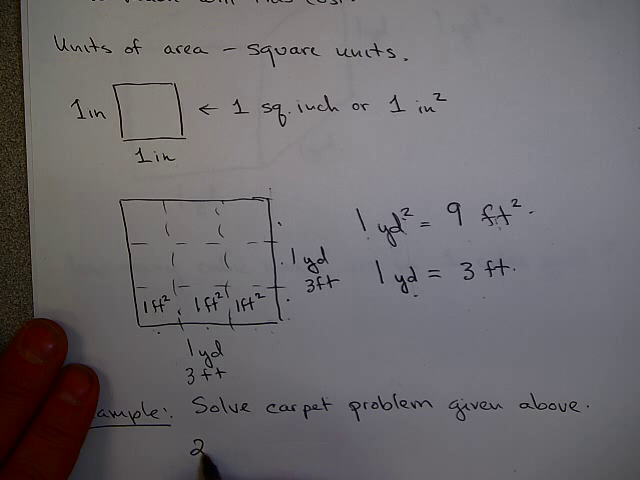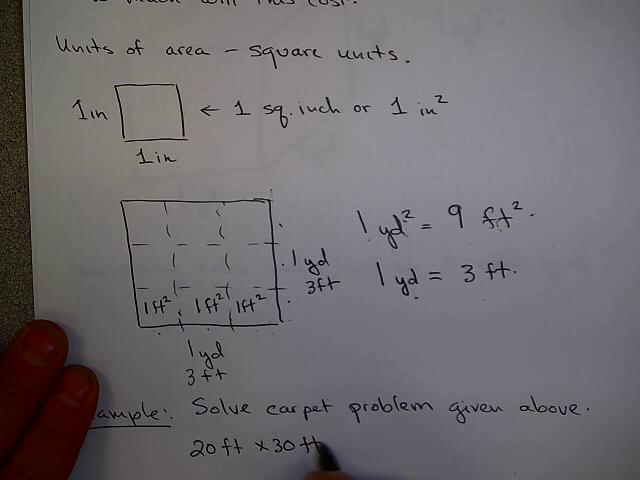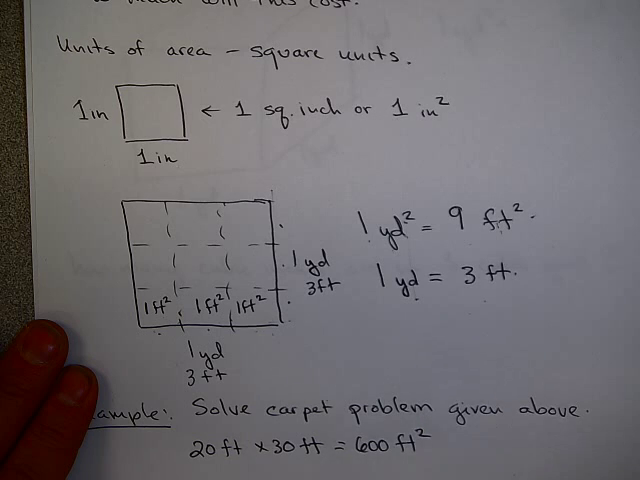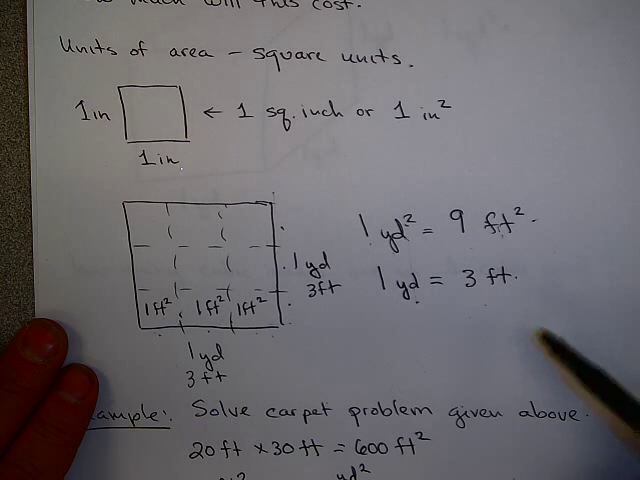My carpet problem was I have a 20 foot by 30 foot room. If I multiply 20 times 30, I end up with 600 square feet that I need to carpet. So I need 600 square feet, and I want to get rid of square feet and turn that into square yards, because that's what my carpet is sold in, square yards, not square feet.